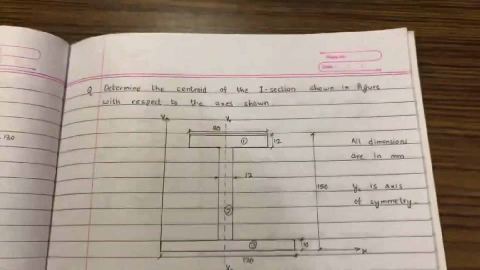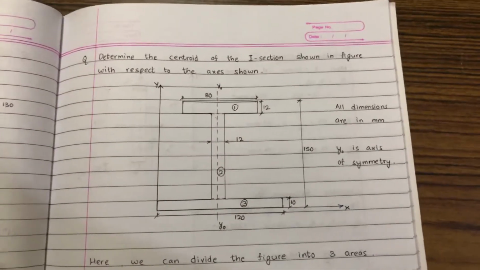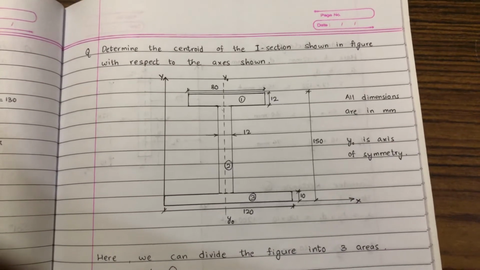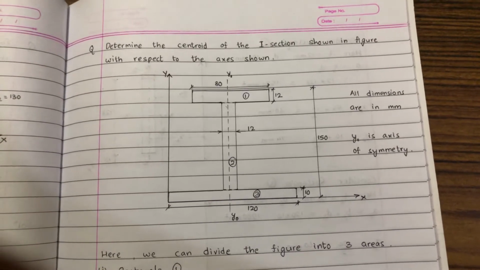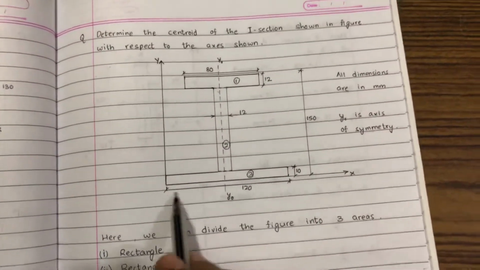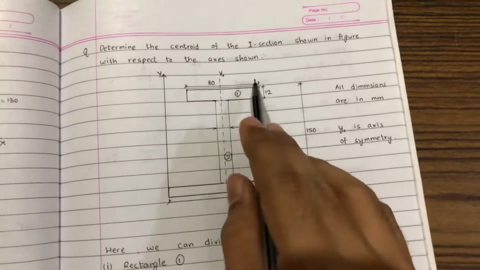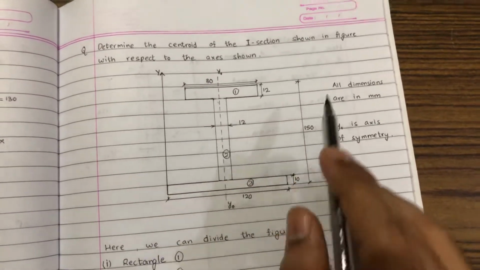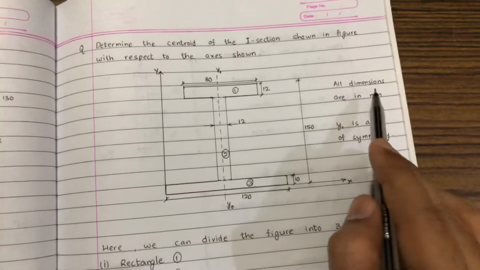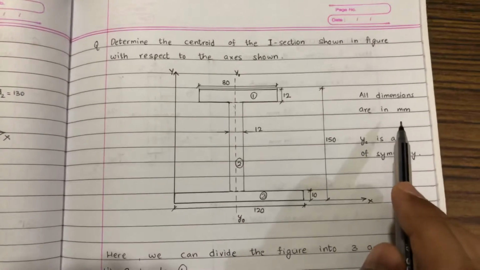Now, coming to the next problem. In this case, this is an I section. Determine the centroid of the I section shown in figure with respect to the axis shown. See, this is the I section that is given. This is the reference axis x and y. All the dimensions are mentioned over here. This is 80, this is 12, this thickness is 12, this total height is 150, this depth is 120. All dimensions are in mm. It's mentioned over here that all dimensions are in mm.